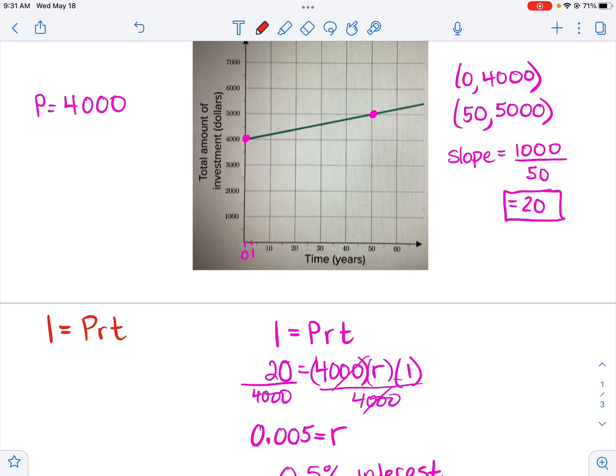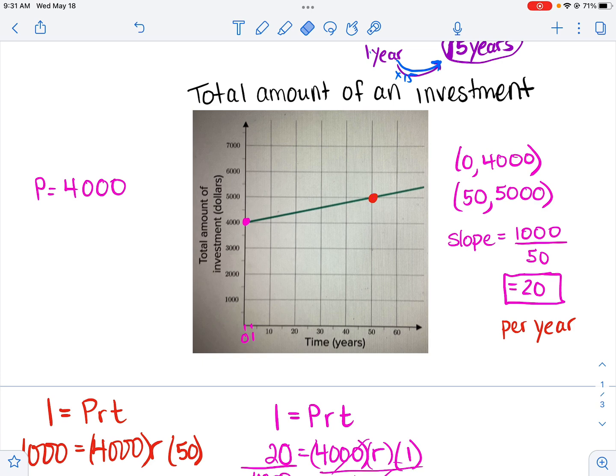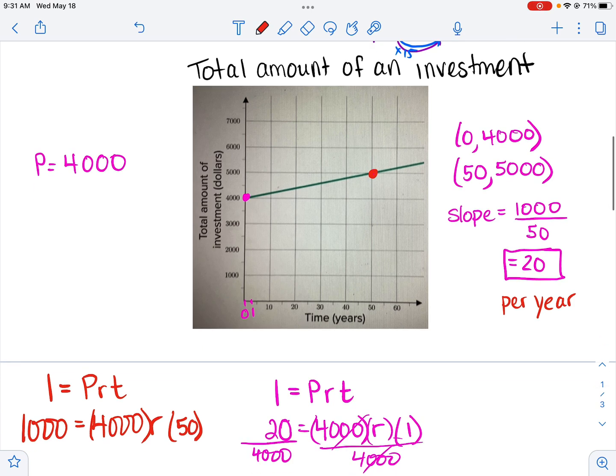Or another way to do it would have been just pick a year. So like we could have picked 5,000. So we could have figured out that we made from this year to this year, we made $1,000 in interest and we invested 4,000 at a time period of 50 years. So you could have also done it that way. Instead, I calculated the amount of interest you earned per year. Okay, cool. So that is just an example of seeing a graph of an investment and trying to calculate some stuff about it.